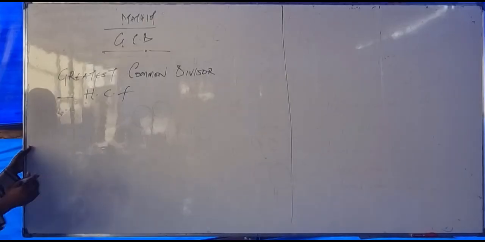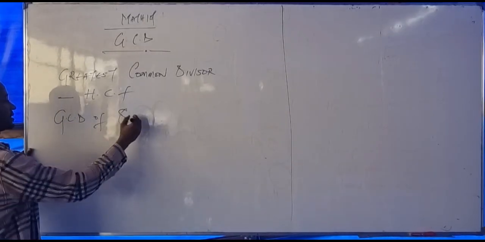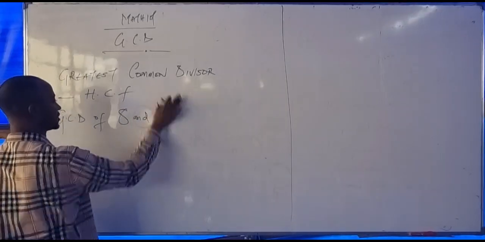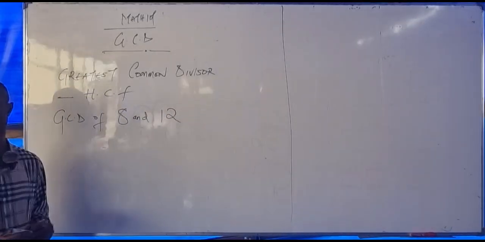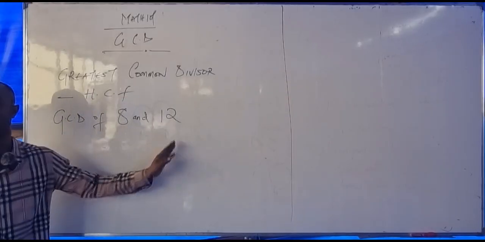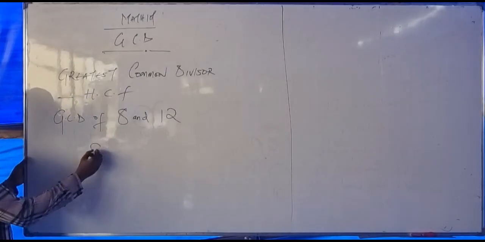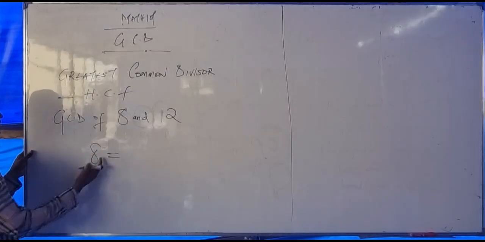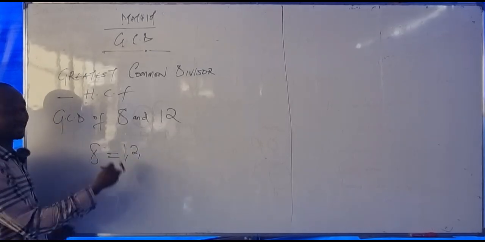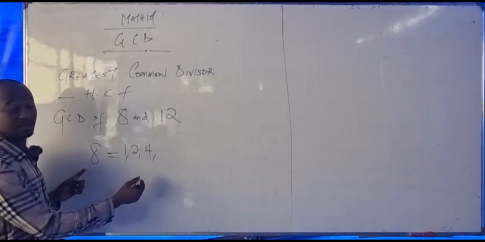For example, listen. If you have to find the GCD of 8 and 12, what is the highest number that can divide 8 and 12 without any remainder? 4. Are you following? Now, how do you get that 4? Watch. The factors of 8 are 1, 2, can 3 divide 8? No. The next one is 4, and then 8 itself.